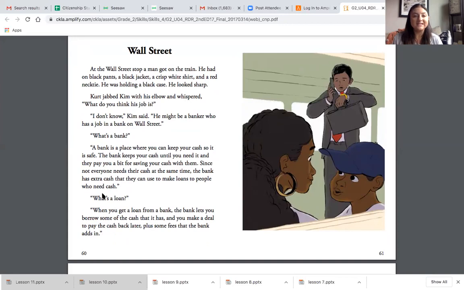At the Wall Street stop, a man got on the train. He had on black pants, a black jacket, a crisp white shirt, and a red necktie. He was holding a black case. He looked sharp.